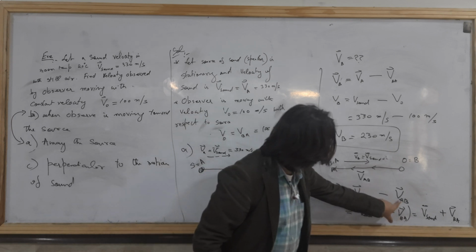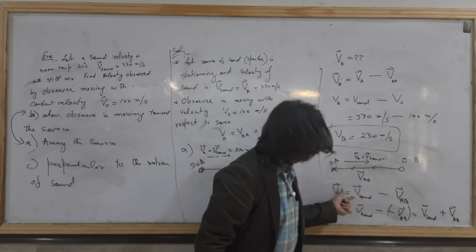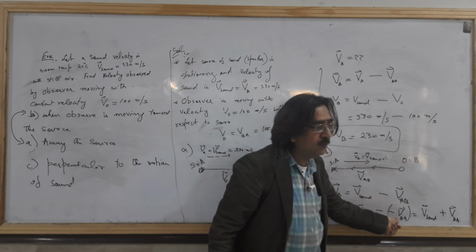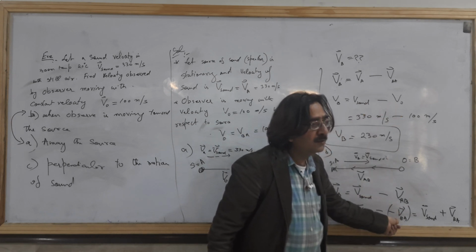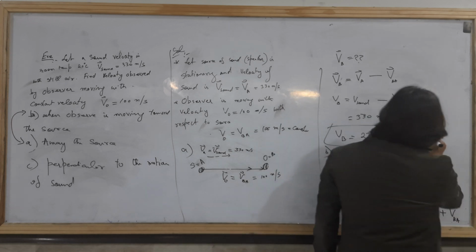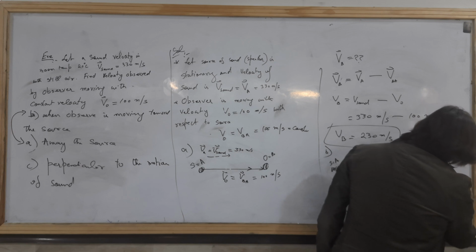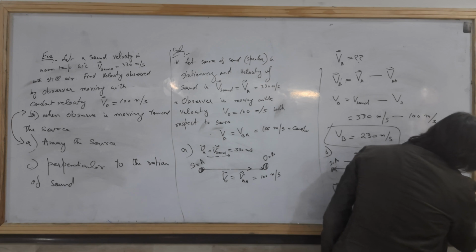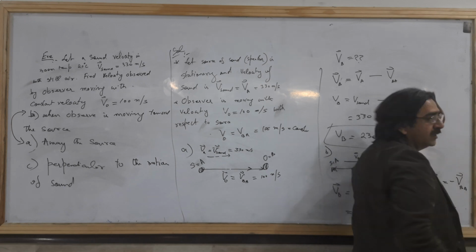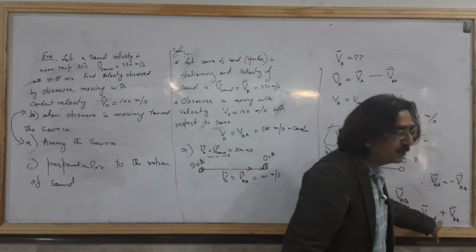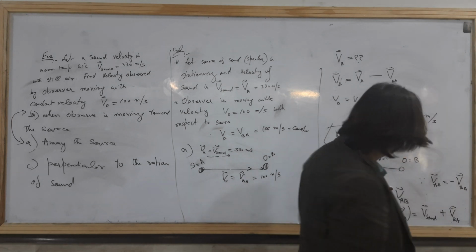Actually, now this is AB. The formula is the same, but we have already proved that VAB will be equal to minus VBA. Yes, we have already proved it. When we put this value, this becomes a plus.